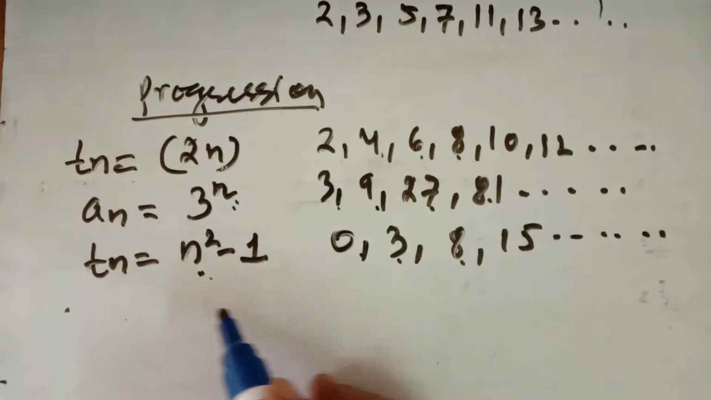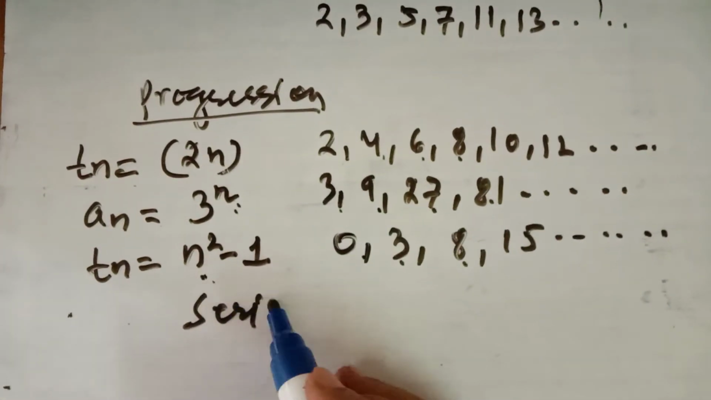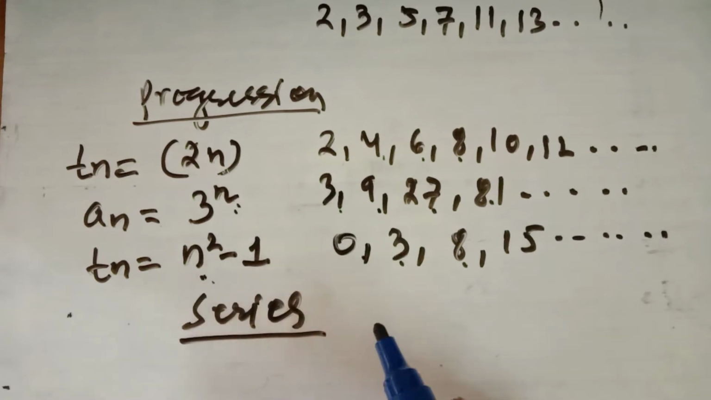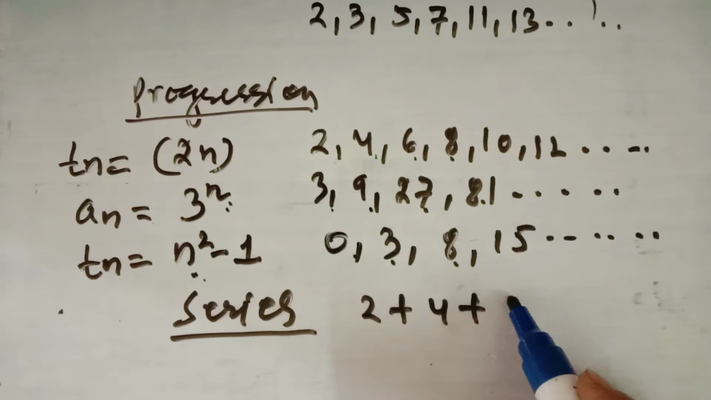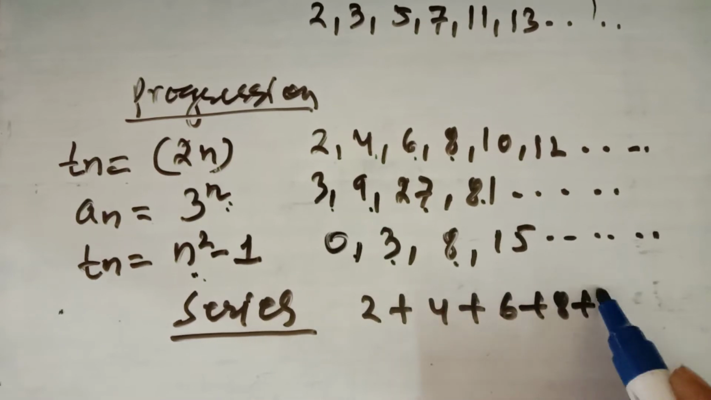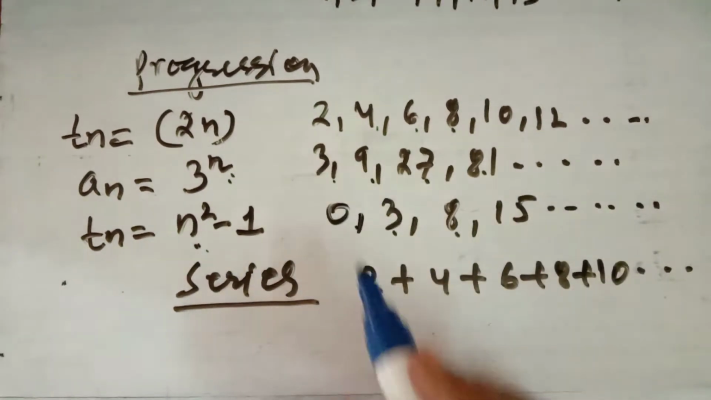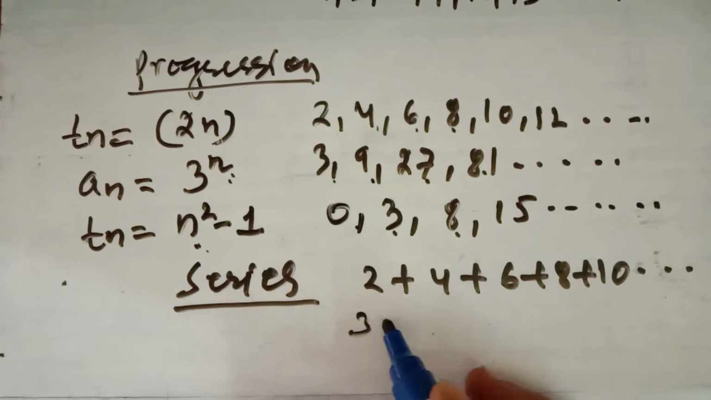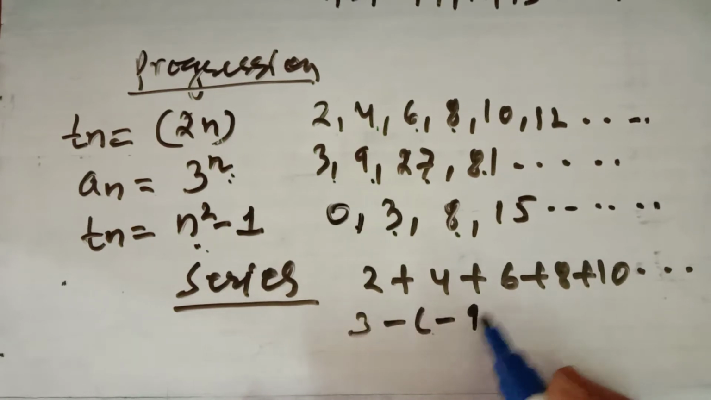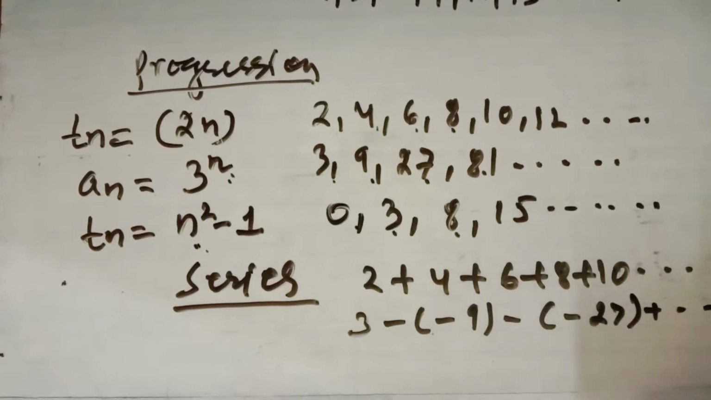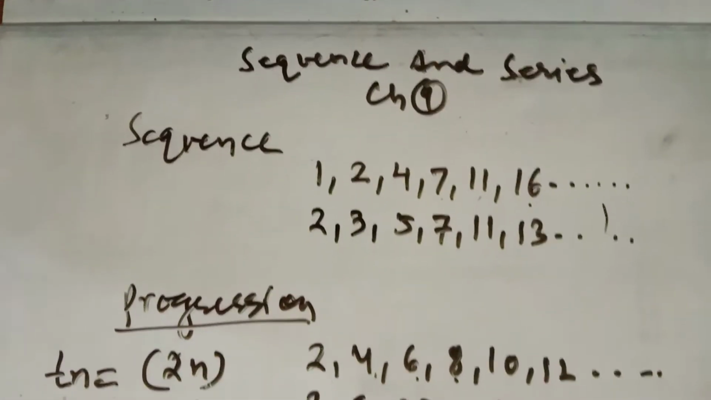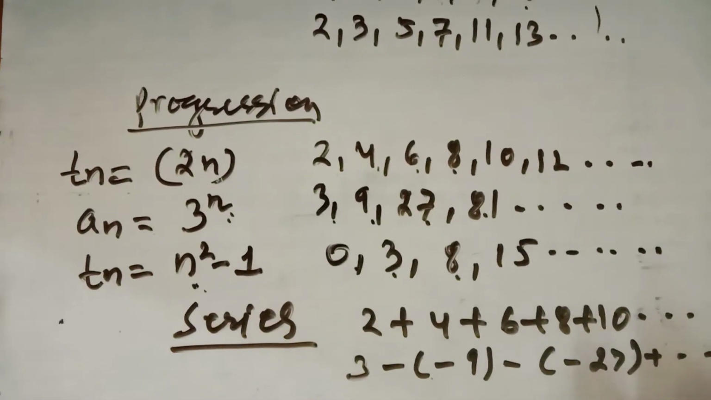Now what is a series? A series is a sequence or progression in which there is a plus or minus sign between these numbers. Like this. Or I'll take 3 minus 9 minus 27, and so on, like this. So this is the main difference between the sequence, progression, and the series.